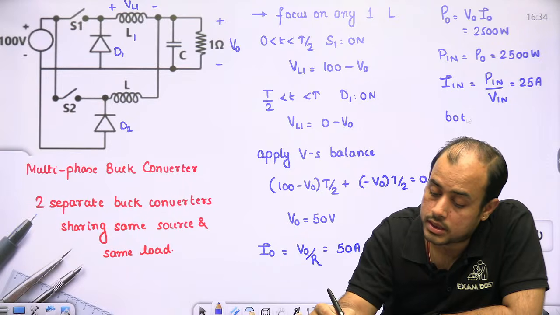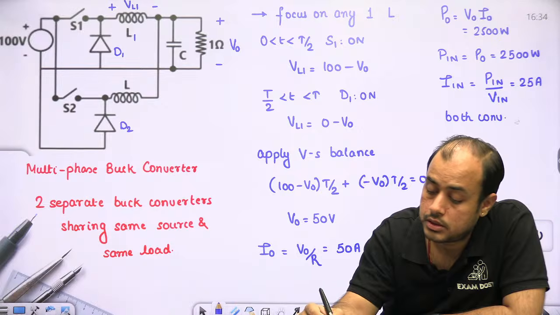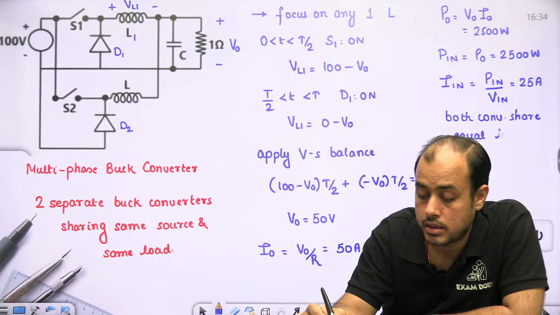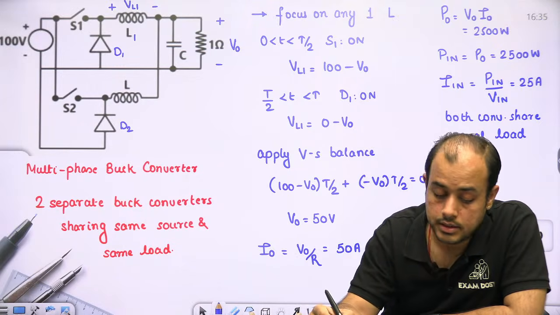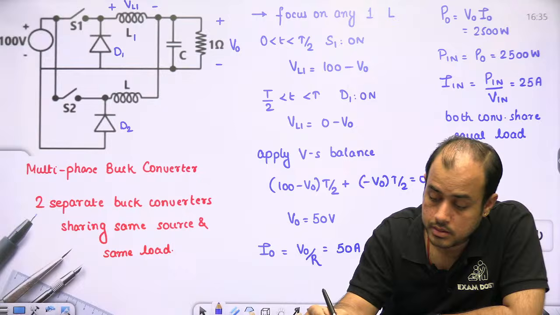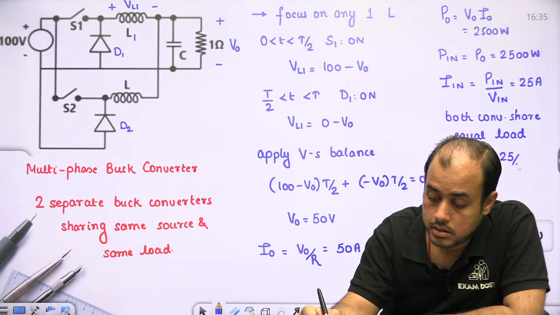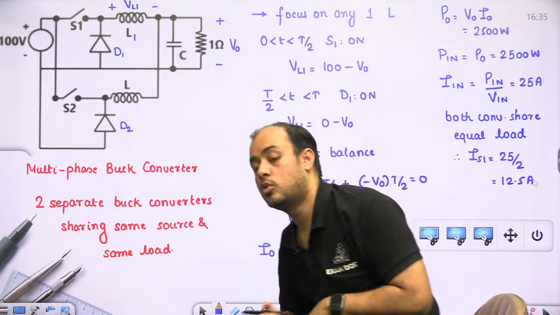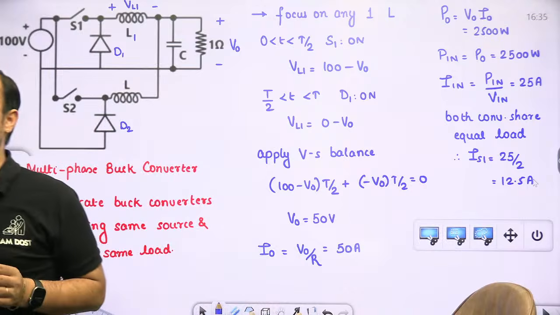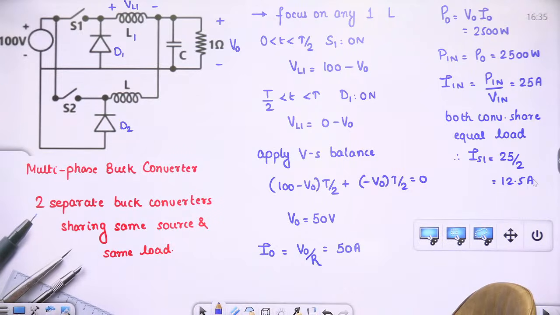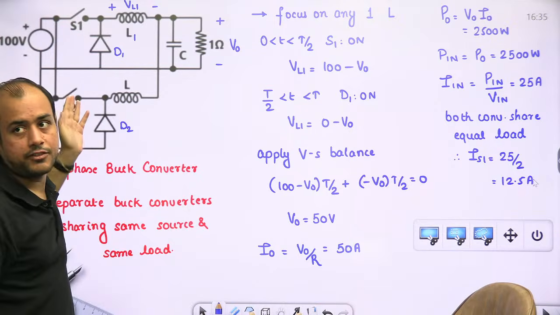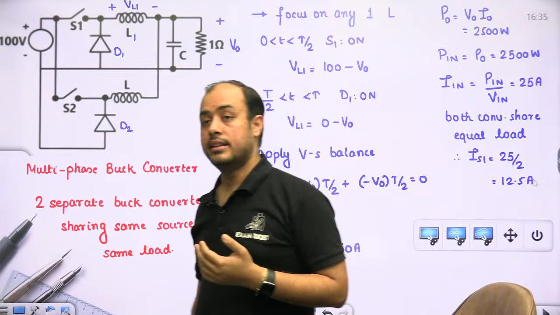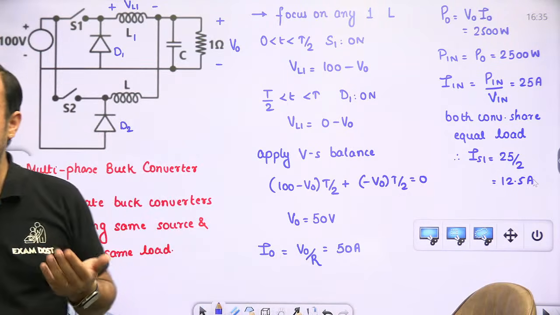Now beta, both converters share equal load, therefore they will share half of the supply current. दोनों इक्वली शेयर कर रहे हैं, तो सप्लाई से आने वाला करंट इक्वली डिवाइड होगा. So half current will go into S1 and half will go into S2. So the answer will be 12.5 ampere. And this was the question asked in GATE 2018 IIT Guwahati.